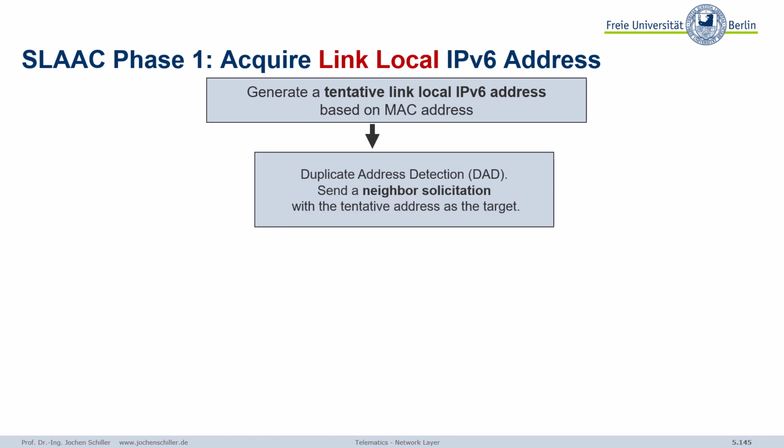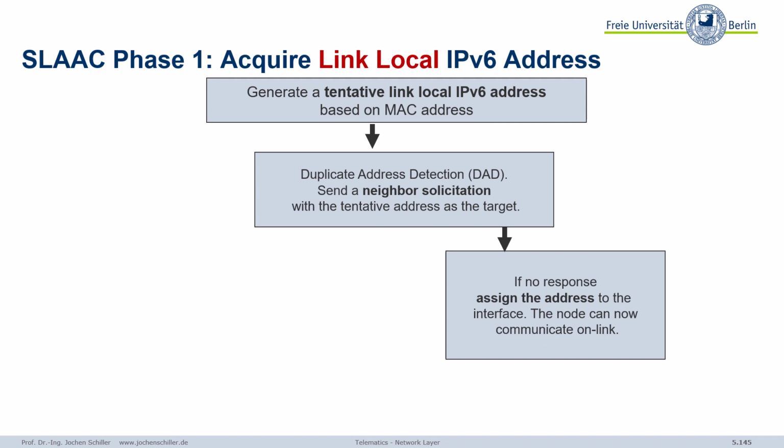Then we check for duplicate addresses. That's the idea, because we picked a kind of arbitrary address, not really arbitrary, but an address that's based on our MAC address, maybe hashed, etc. And it could be the case that this address we now generated based on MAC hashing, etc., already exists. So we ask our neighbors in the local link, the local network, does this address already exist? Okay. And well, if no one answers, then we assign the address to the interface.